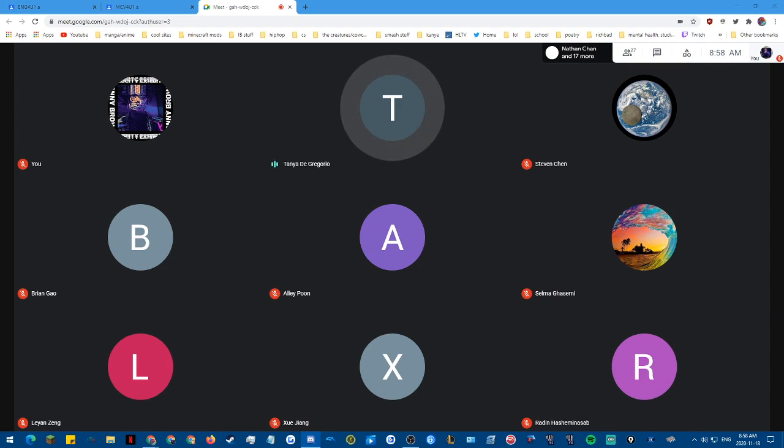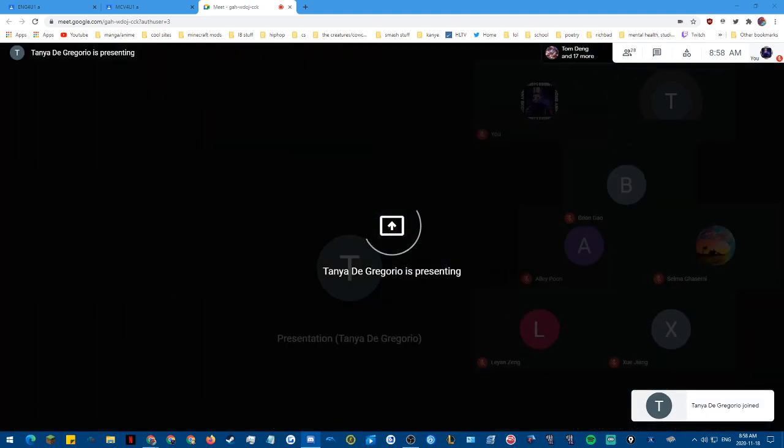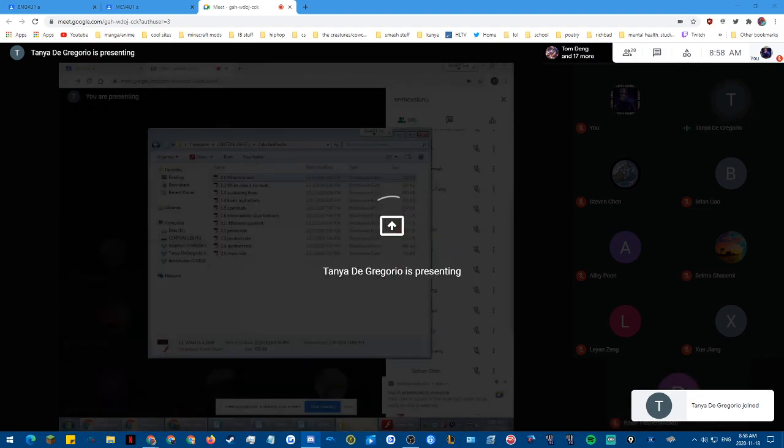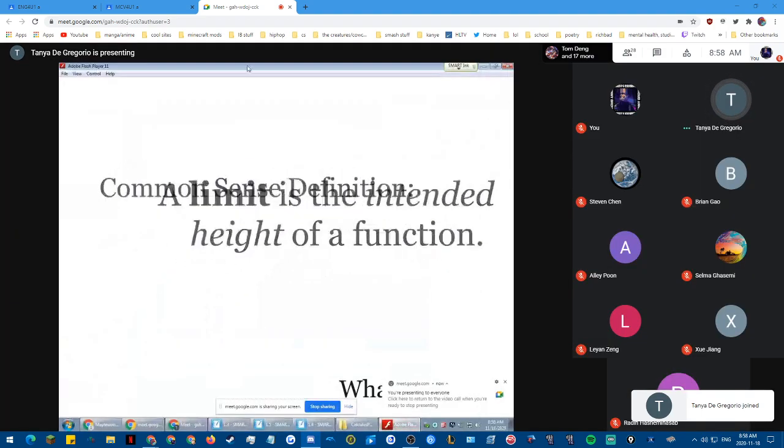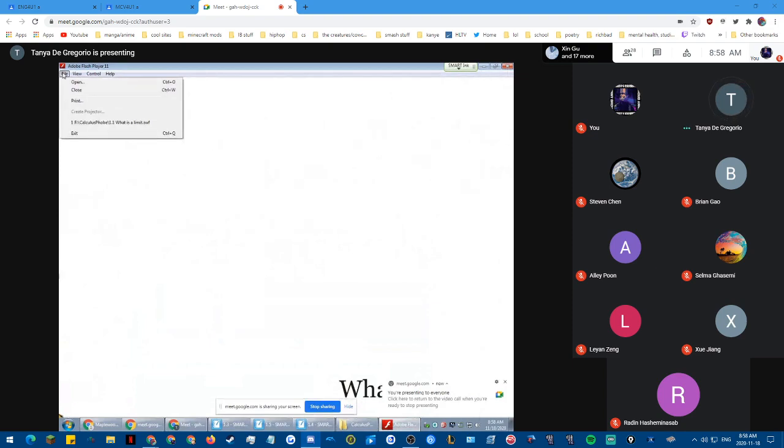You may have heard a lot of talk about limits, but the plain fact remains, most people don't understand what a limit is. So for now, we're going to focus on what is a limit. In basic terms, a limit is a height that a function intends to reach. That's pretty important, so let's say it one more time. A limit is the intended height of a function. Now, this might give you pause. You might think, how am I supposed to know?